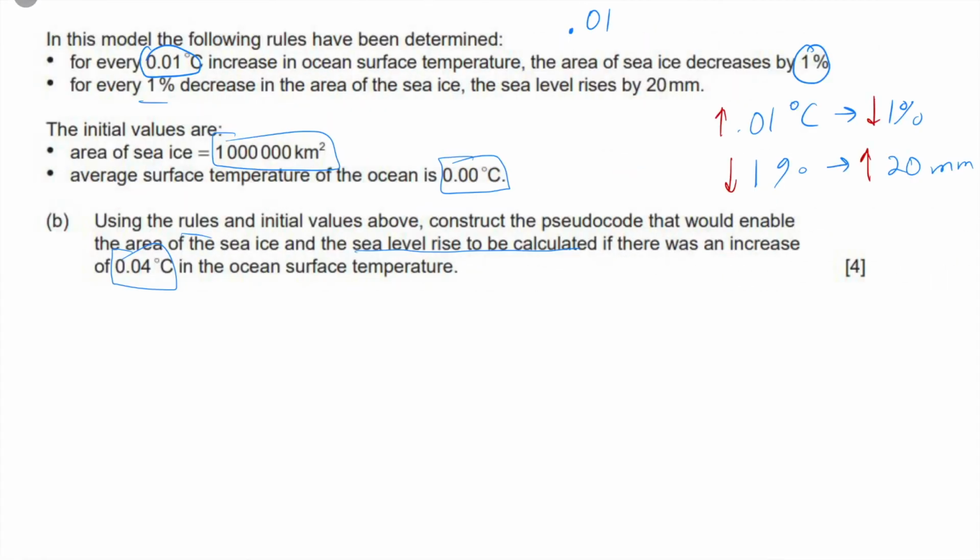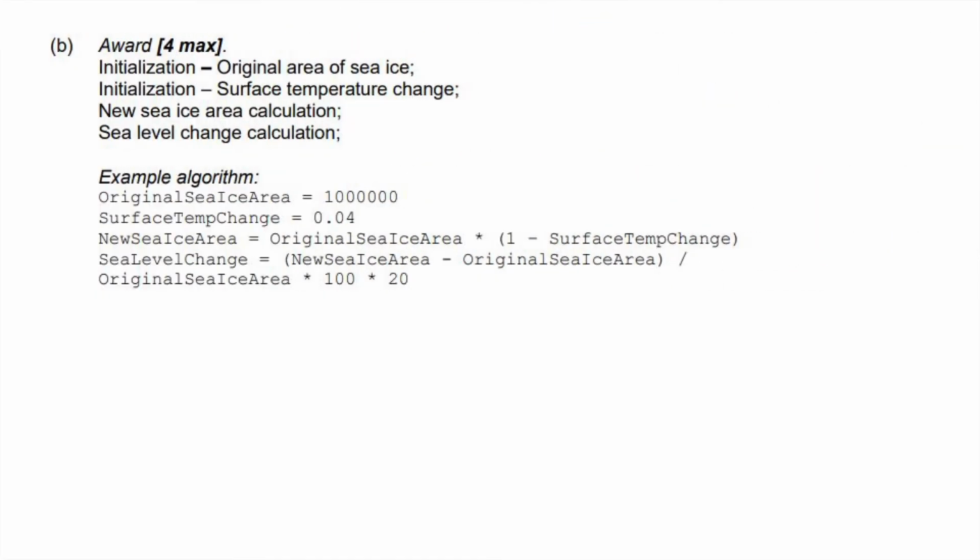So now let's write our pseudocode solution. One thing I want to make sure you understand is that right here we have a bunch of relationships. 0.01 degrees up means 1% down. So 0.01 degrees up in ocean surface temperature means 1% down in the area of sea ice. So we're going to start with an original sea ice area of 1 million and a surface temperature change of 0.04. And we want to calculate the new sea ice area.